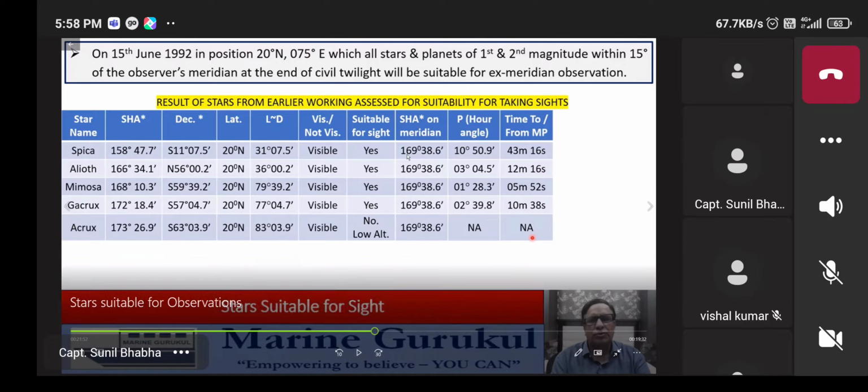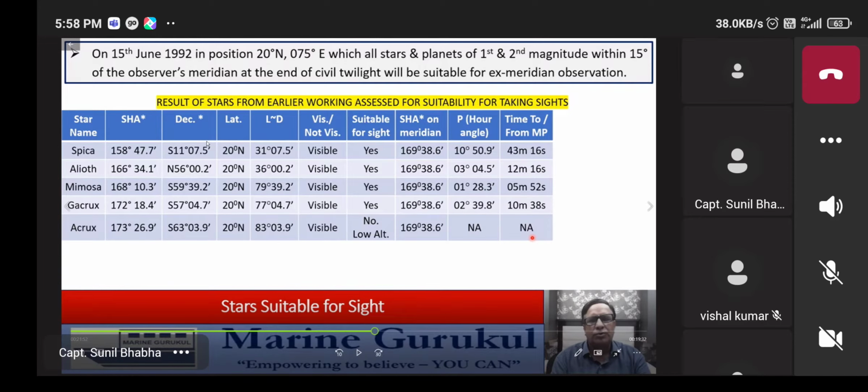Okay, now let's try to understand this better. Have a look at the first star. The SHA of the star Spica is 158 degrees 47.7 minutes and the SHA of our meridian is 169 degrees 38.6 minutes. The difference between them is 10 degrees 50.9 minutes. It basically means Spica has to cover 10 degrees 50.9 minutes of R angle to come on our meridian. Agree, beta?